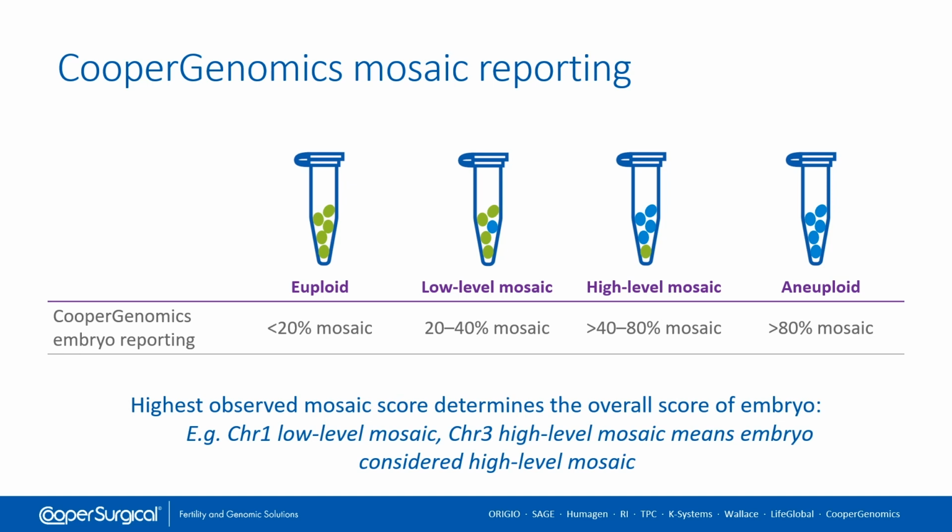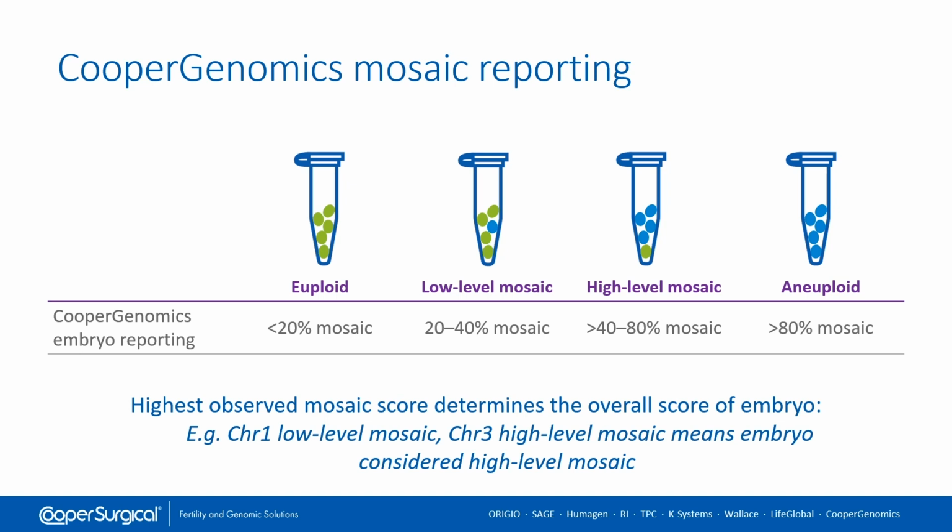If a mosaic finding is present in 20 to 40% of the cells tested, that sample is resulted as a low-level mosaic. If a mosaic finding is identified in more than 40 and in up to 80% of the cells tested, that sample is resulted as a high-level mosaic. And if a finding is identified in more than 80% of the cells tested, that sample is reported as aneuploid, again in keeping with current guidelines.